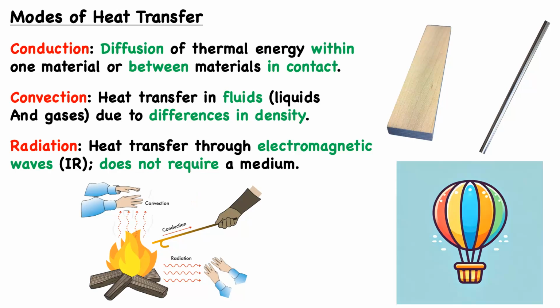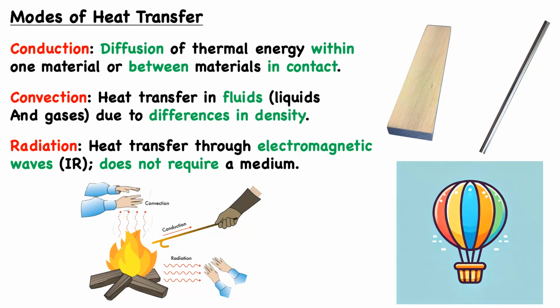So we can see we have one person holding this metal rod, and we see one end of the rod is closer to the fire. So this is the end that will get very hot, and then heat can conduct through this metal rod to the cooler end, to the side where the person is holding it.